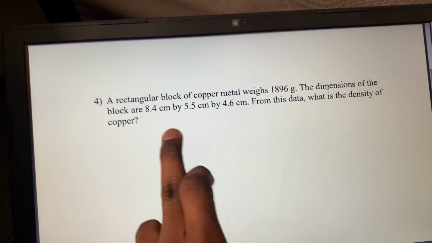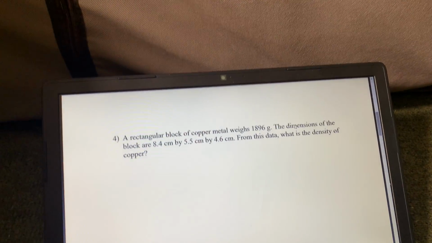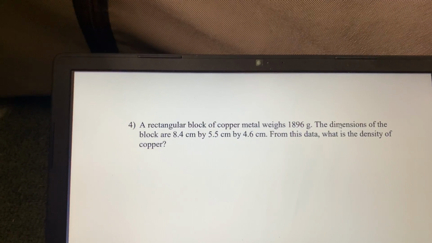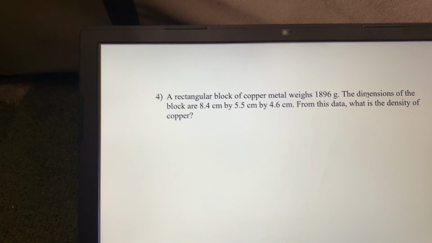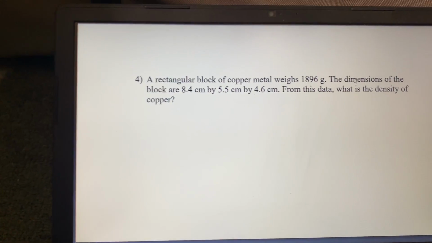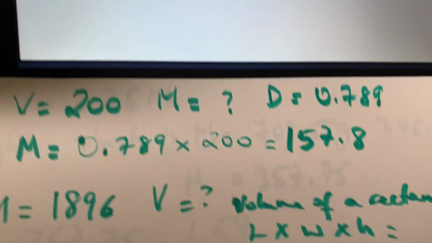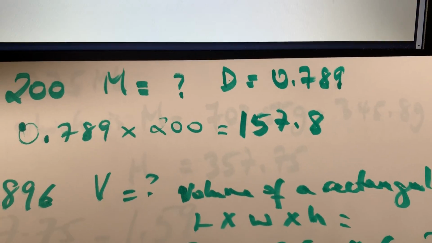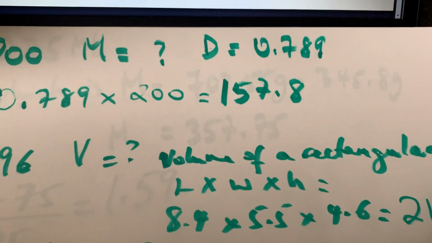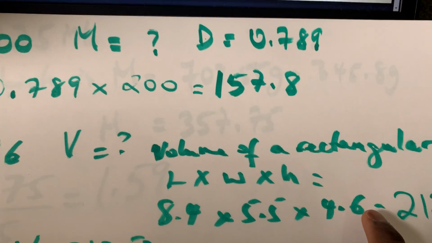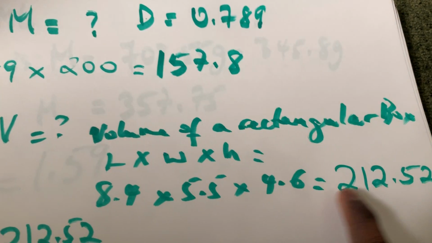The dimensions of the block are 8.4 by 5.5 by 4.6. This tells you that they are talking about a rectangular box. Everybody knows what a rectangular box is, how it looks. So they're asking us to find the volume of a rectangular box. The formula for the volume of a rectangular box is length times width times height. I hope we did it yesterday. So you multiply 8.4 times 5.5 times 4.6, and you get a volume of 212.52.